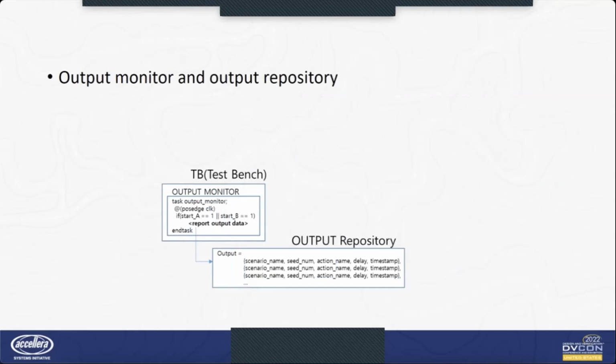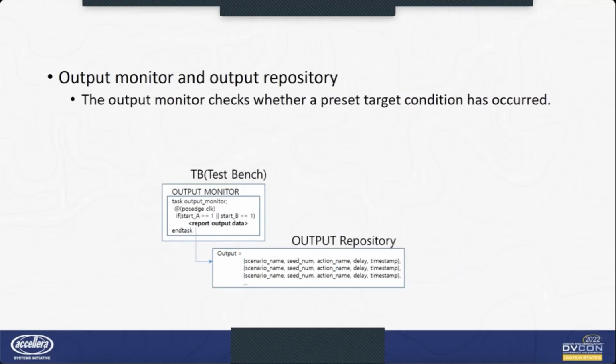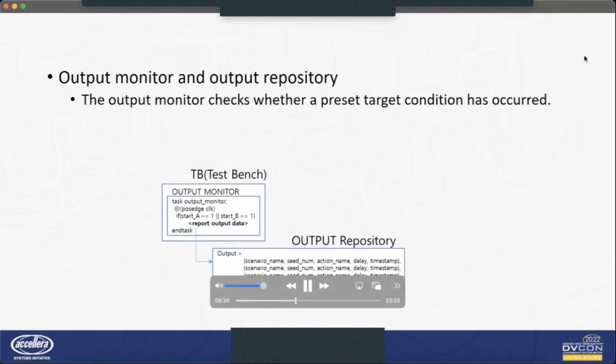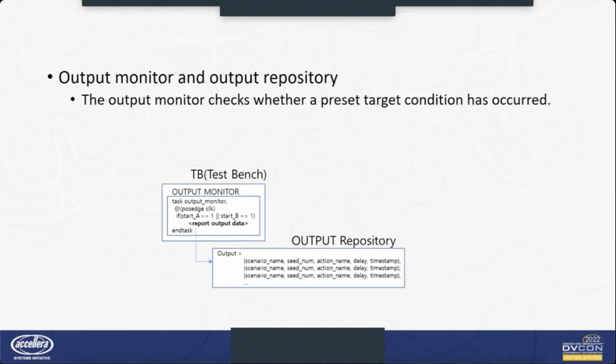Another addition to the test bench along with the delay counter is the output monitor and output repository. The output monitor checks whether the target condition for each action has occurred. The target condition is described in a separate target out file and applied as an argument of the simulation command. If the target condition occurs, the output monitor prints the test information, timestamp information, and action information that caused the target condition as a simulation log message.